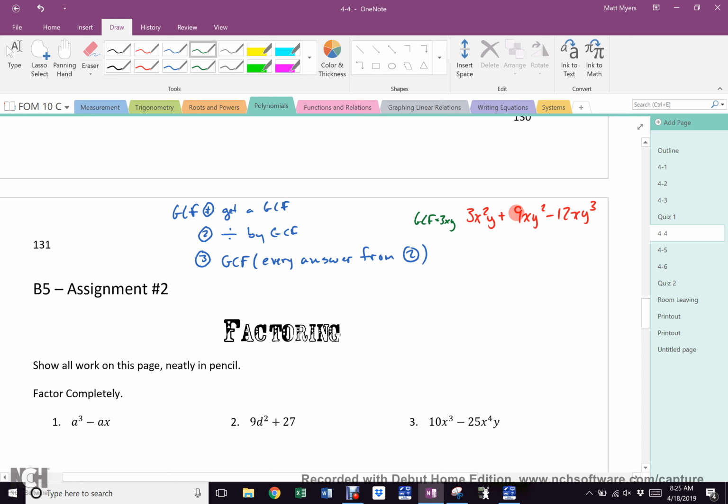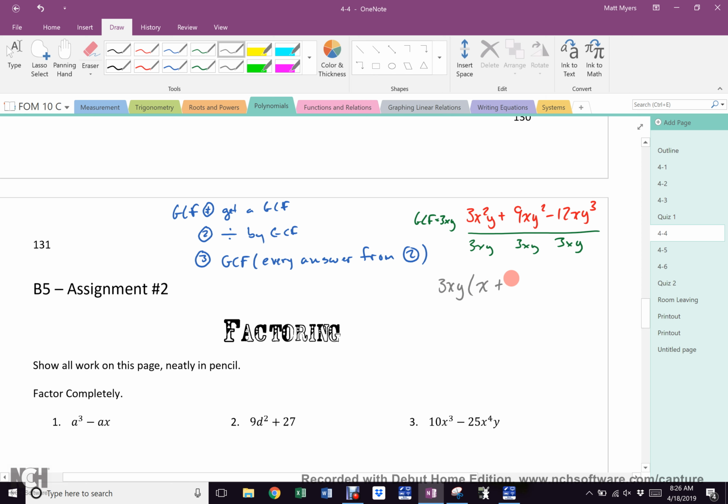3, 3, 3. 2 x's, 1 x, 1 x. So 1 x. 1 y, 2 y's, 3 y's. So 1 y. Step 1, get my GCF. Got it. Step 2, divide by my GCF. Step 3, write an answer. GCF first, 3xy, and then all of these answers. 3 divided by 3 is 1. X squared divided by x is x. Y over y is 1, so I have an x there.